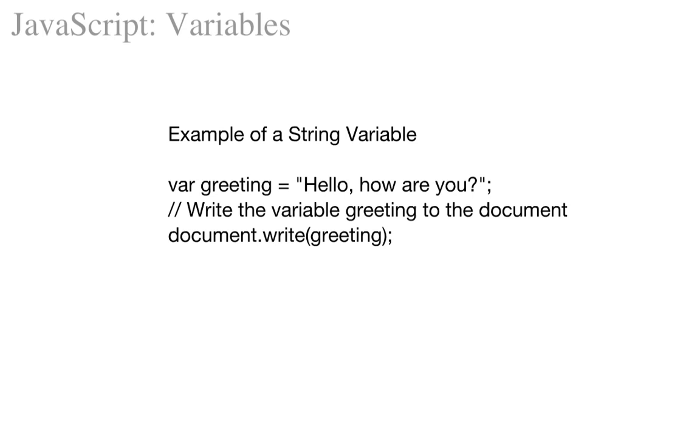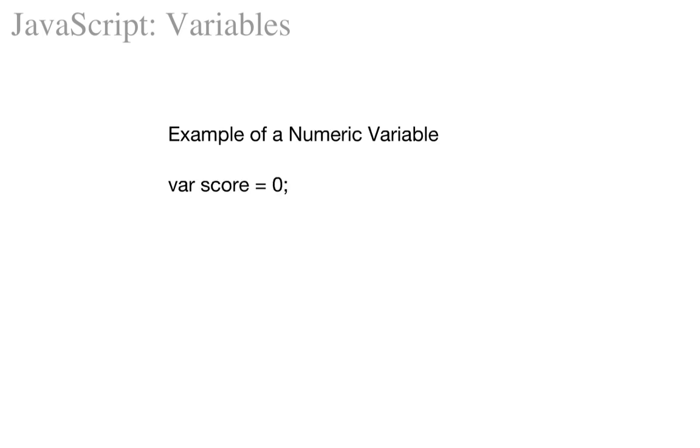Below is a string variable. var is used to declare the variable greeting, and give it the value, in quotes, hello, how are you, a string literal. The declaration of a numeric variable does not require quotes for its value, since it is a number. var, to declare the variable score, equals 0, so it's given the numerical value 0.